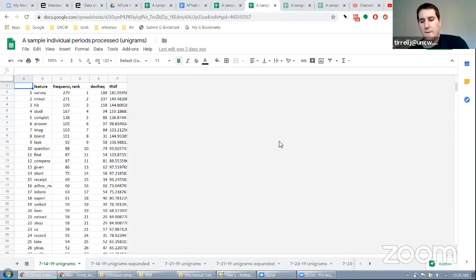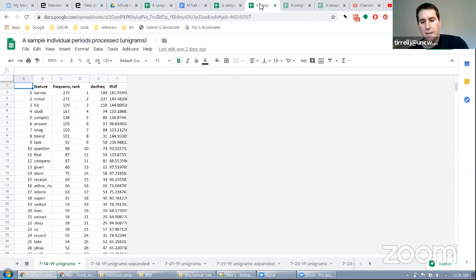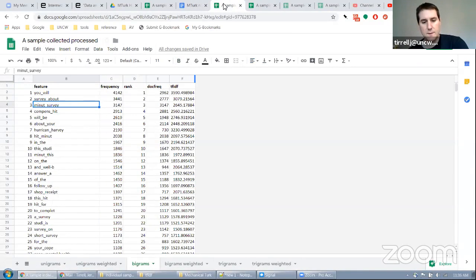And this is what these sheets look like, and they're kind of similar. They've got unigrams and then unigrams. I wrote expanded, although really I should use the same terminology there and have weighted. It'd be easier to fix this one.